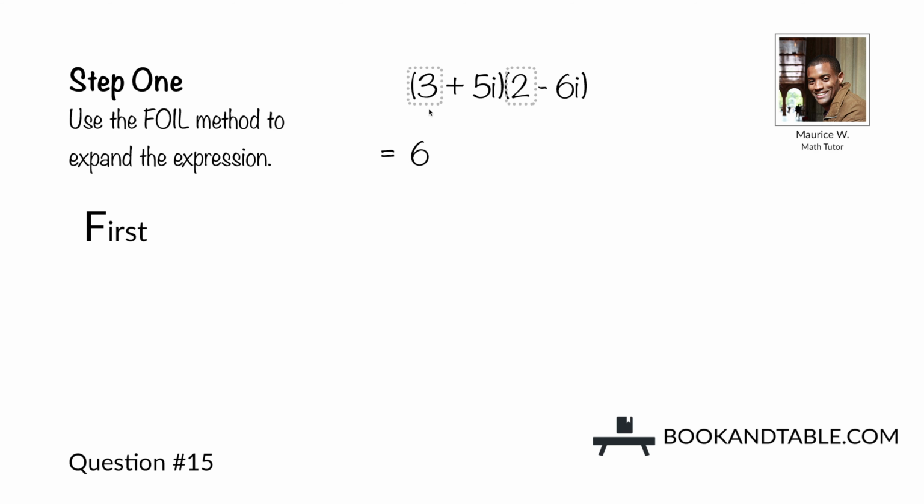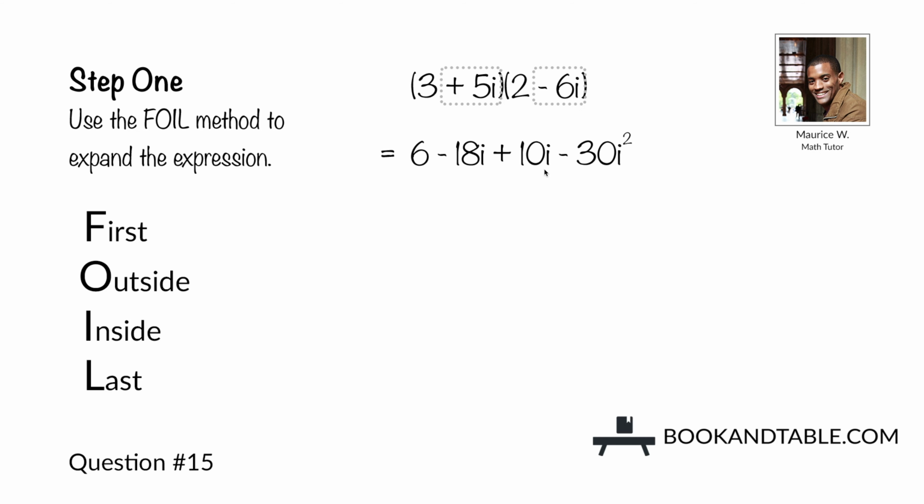So the F stands for first, so we'll multiply the first term in each complex number, which would be 3 times 2, which is equal to 6. We then multiply our outside terms. 3 times negative 6i gives us negative 18i. We then multiply our inside terms. 5i times 2 is equal to 10i.